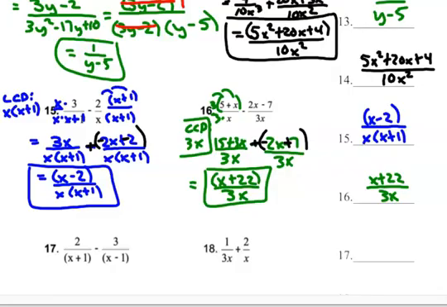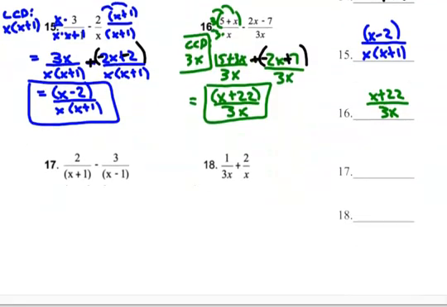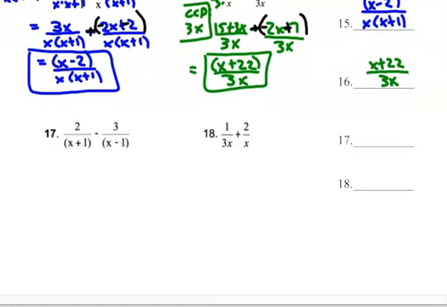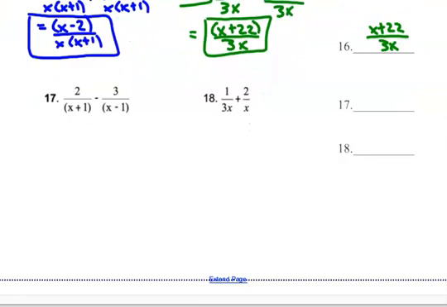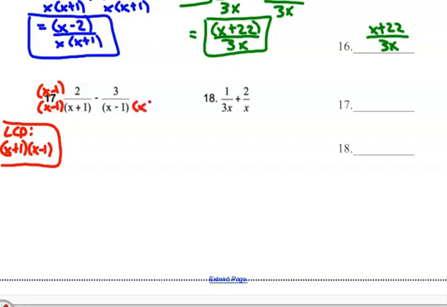A couple more just like this. Number 17 is like 15. So the lowest common denominator is putting those two denominators together. So the lowest common denominator for this one is x plus 1, x minus 1. So let's do that. This one on the left needs to get multiplied by x minus 1s. This one on the right needs to get multiplied by x plus 1s.